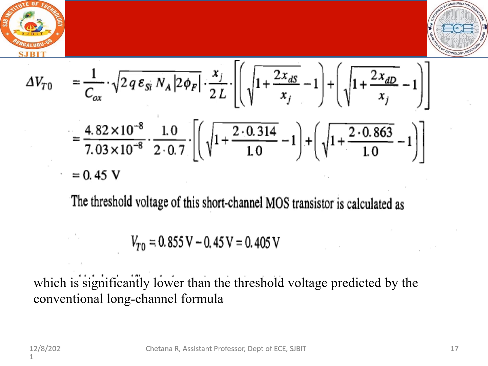So this is lower than, so earlier what was it? It was in the range of 0.40 something. So it is lower than the threshold voltage predicted by the conventional long channel.